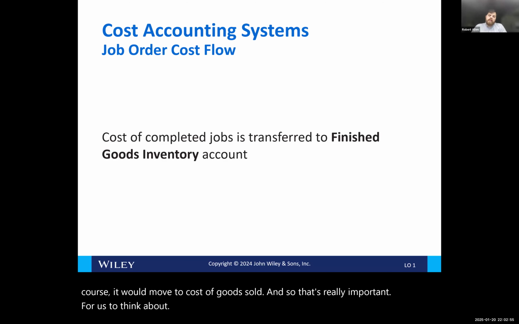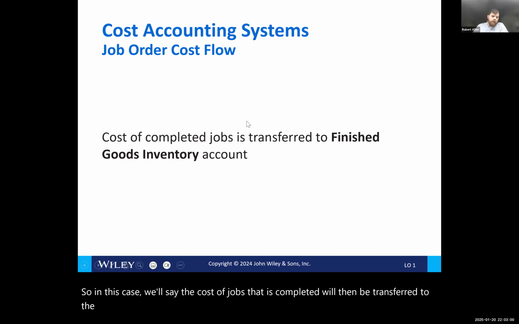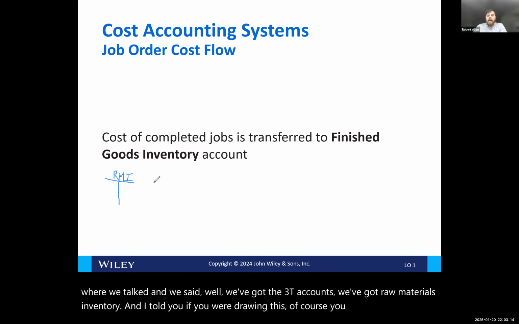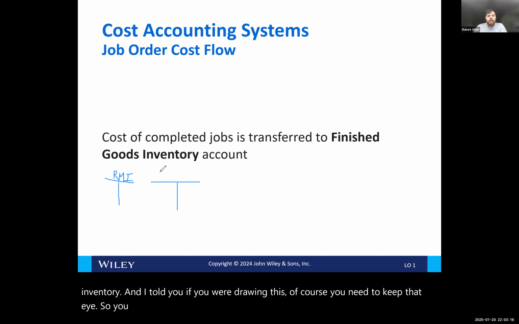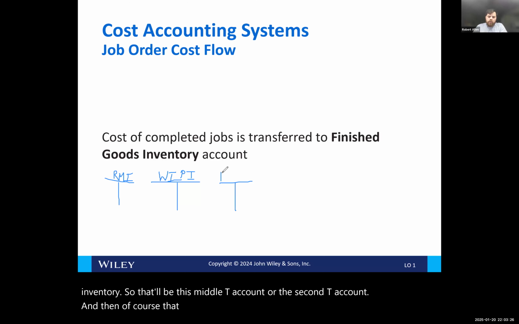So in this case, we'll say the cost of jobs that are completed will then be transferred to the finished goods inventory account. You'll recall from class last Monday we talked about the 3 T accounts. We've got raw materials inventory, and I told you, if you were drawing this, you need to keep that I, so inventory account. Then you've got work in process inventory, which will be this middle or second T account. And then that will transition over to finished goods inventory when things are done.